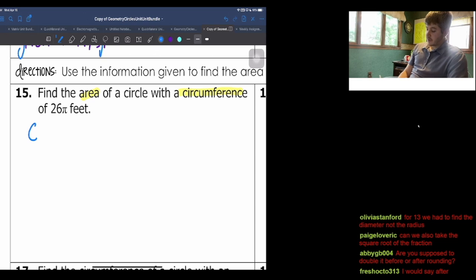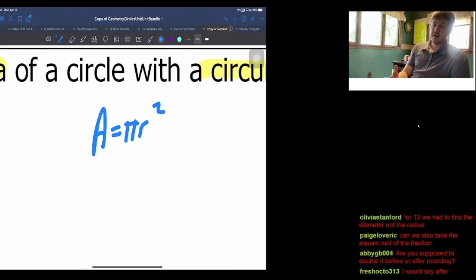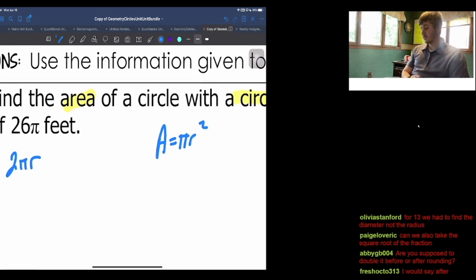Because they give you the circumference, I'm going to use 2 pi r first. The goal is, if you're given the circumference and you need to go to area, just find the radius of the circle. Even though they're not directly telling you to find the radius, that is really the information you need, because the only piece of information you need to find the area of a circle is its radius. If you know the circumference, you can easily calculate what that radius is supposed to be.